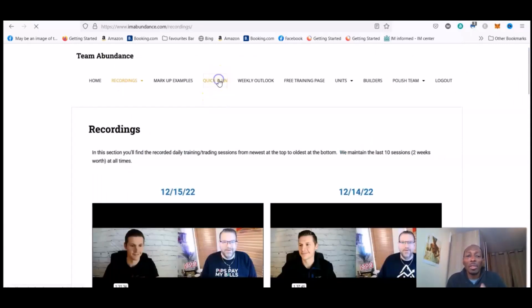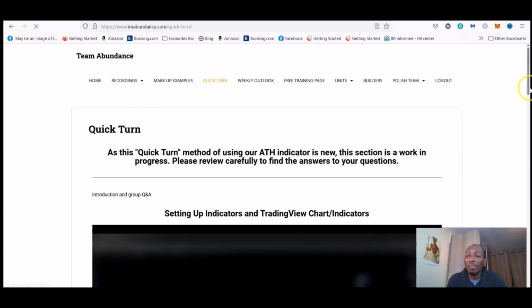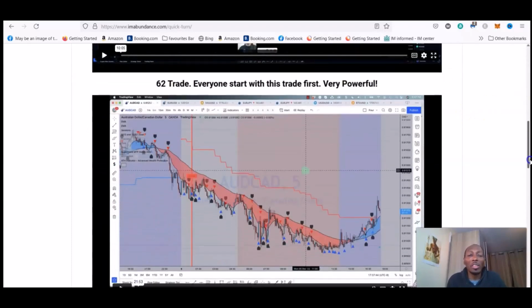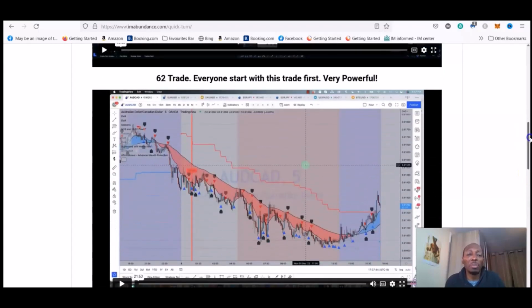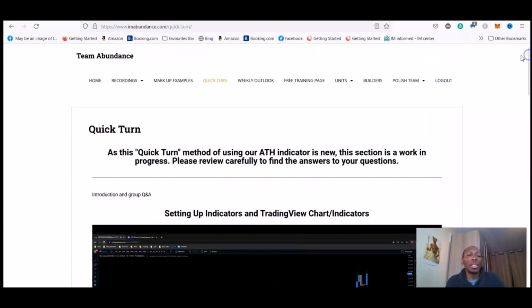We also have a dedicated quick turn page here as well, where Michael, the leader, goes through both of them: the 62 trade, which everyone should start with, very powerful, as you just saw, or the 13 trade, which is a bit more advanced. But the 62 is the one I would recommend, because people are just literally crushing it. And not just that, some people are using the 62 to pass prop firm challenges. Michael did to pass an FDMO. He's got $1 million plus of other people's money that he's trading using this 62.